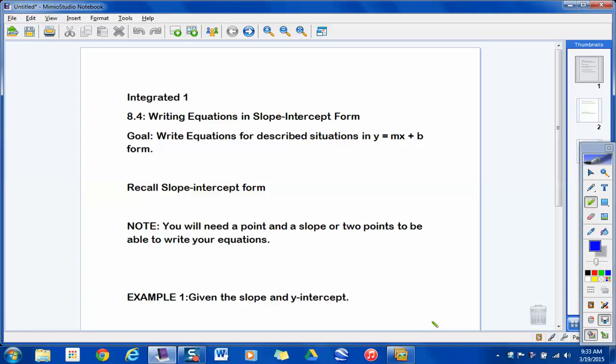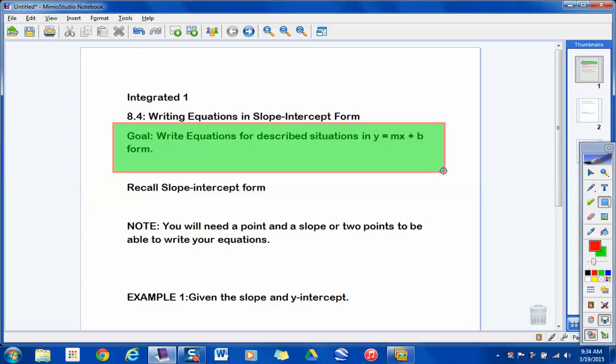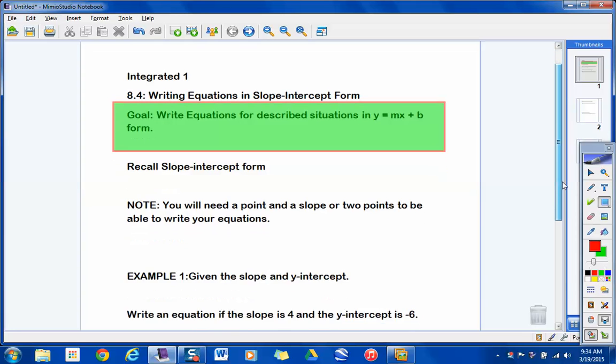So we've looked at a lot of forms. Now today, we're going to start working on writing equations for lines, given some information, and using that information to make some estimates or calculations based on what we don't know. And the thing I want you to understand today is this. When we start writing equations in slope-intercept form, goal-wise, we're going to write equations for described situations in y equals mx plus b form right here. What's this form called again? Slope-intercept form.